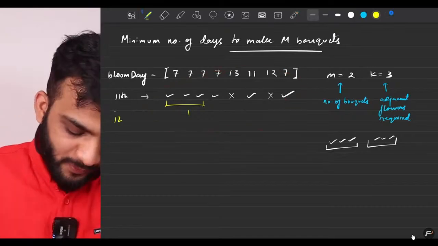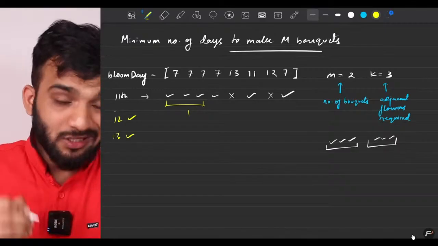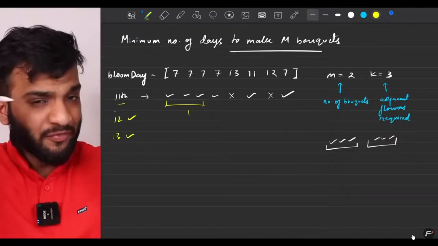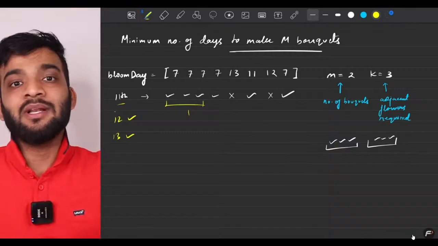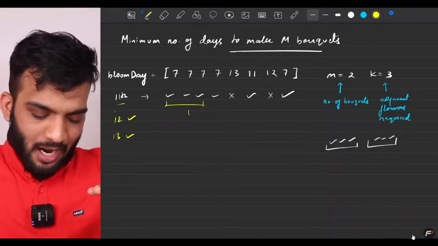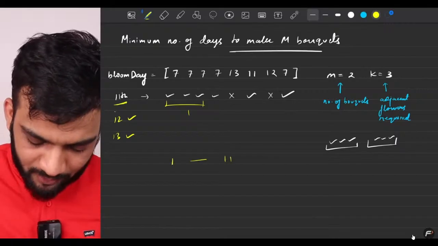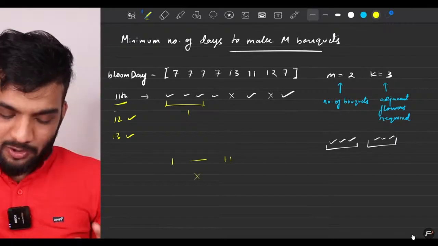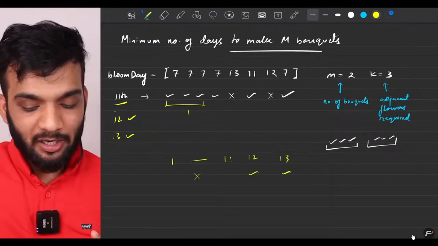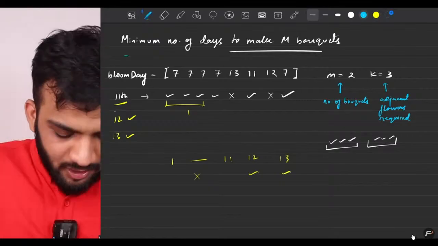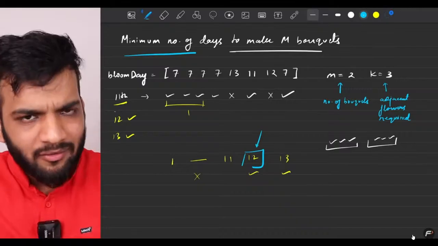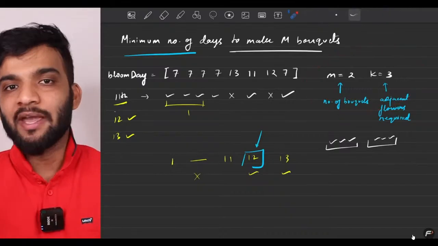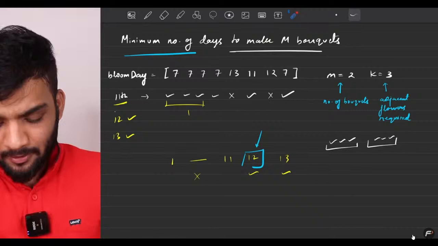And if you carefully observe, 12th was possible, 13th was possible, 11th is not possible. So if 11th is not possible, 10th will not be possible, 9th will not be possible, 8th will not be possible. Anything under 11 will not be possible. So can I say from 1 to 11, nothing is possible. 12 and 13, both are possible. And what do we need? The minimum number of days. So can I say, if I wait for 12 days, I'll be able to manage this amount of bouquets, right? So 12 is the answer for this one.